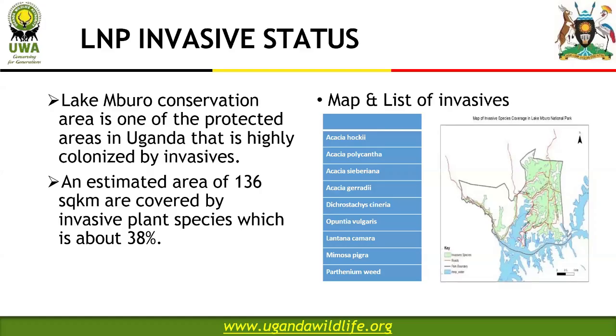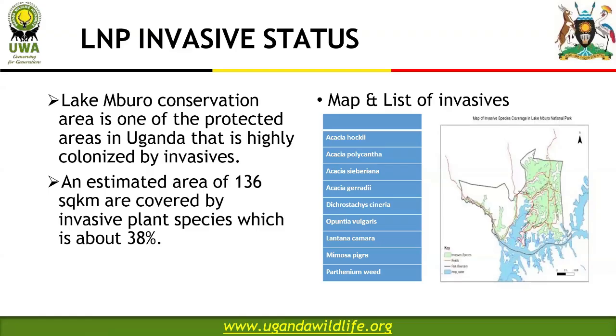Invasives in Lake Mburo, we have several of them, and you can see the list here. And this is the map showing the distribution of all these invasives. Almost the whole park is taken over by invasives. But the biggest challenge that we have is Acacia hockii, and it is estimated that over 38% of the park has been covered by invasives.